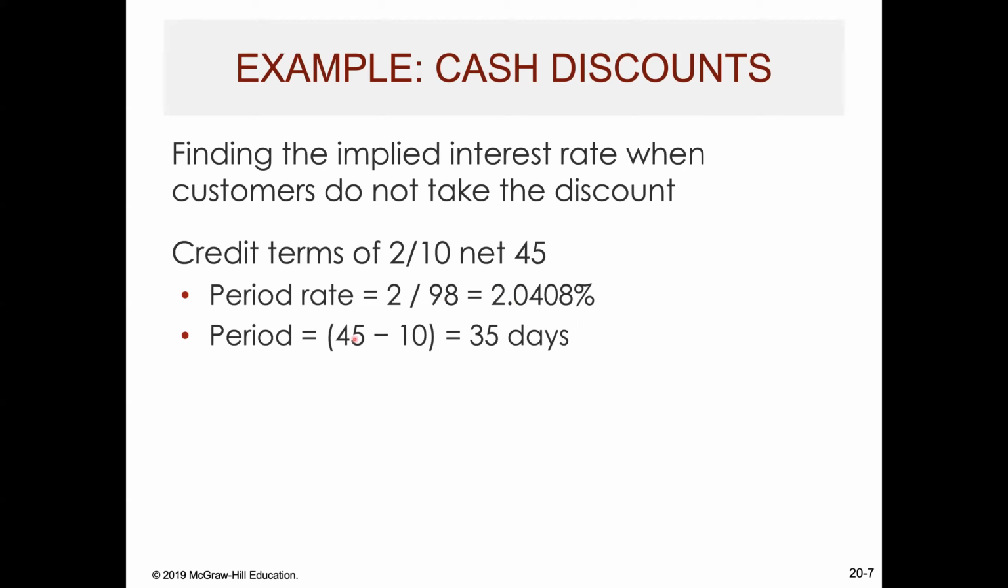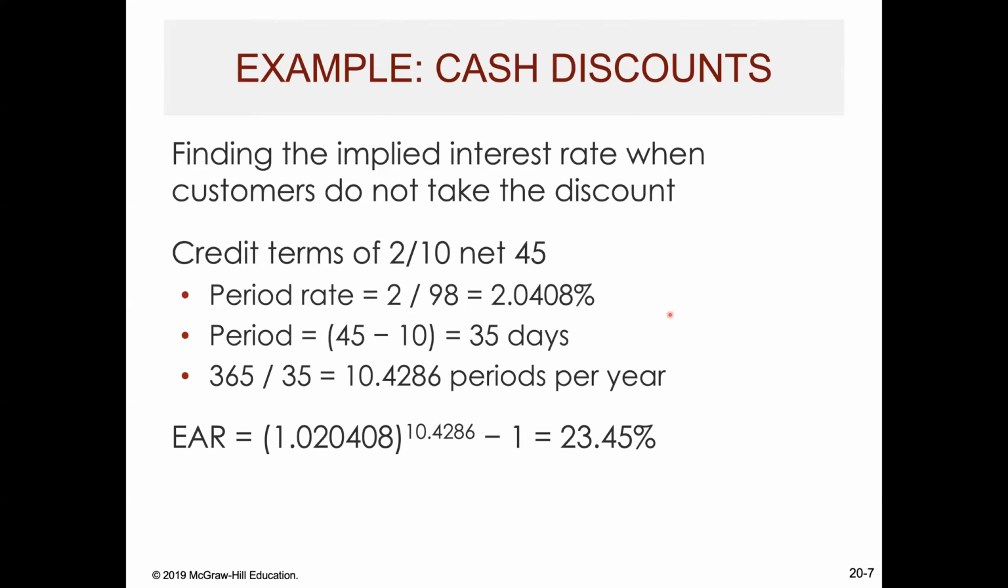And our period is the 45 days minus the 10 days. So our period is 35 days. And how many periods per year are there? Well, if we take 365 days divided by the number of days in each period, we'll get 10.4286 periods per year. Okay, so this is the number of compounding periods, if you want to think of it in that way, earning this 2.0408%.